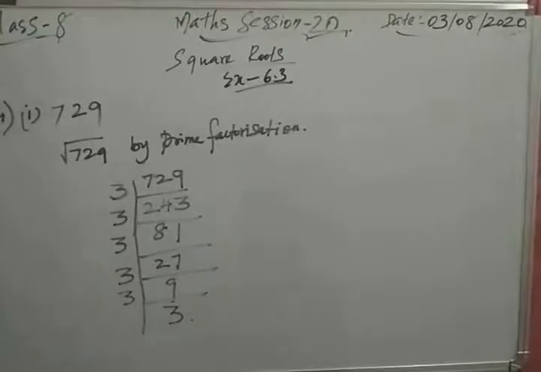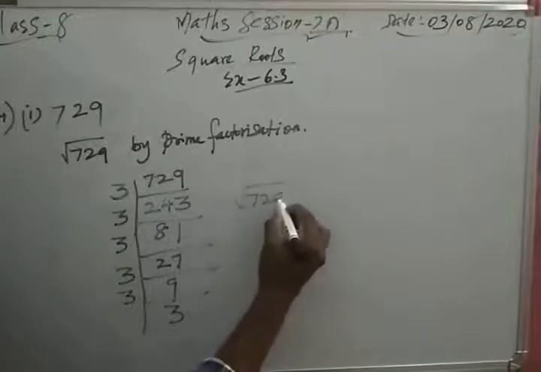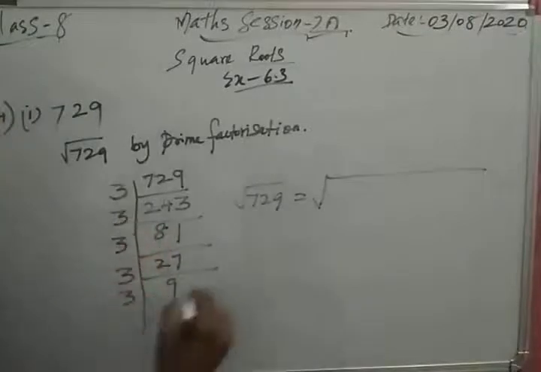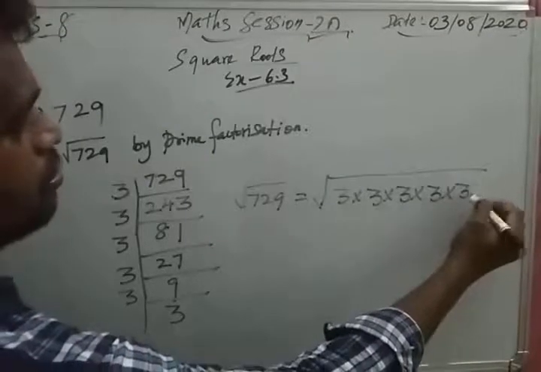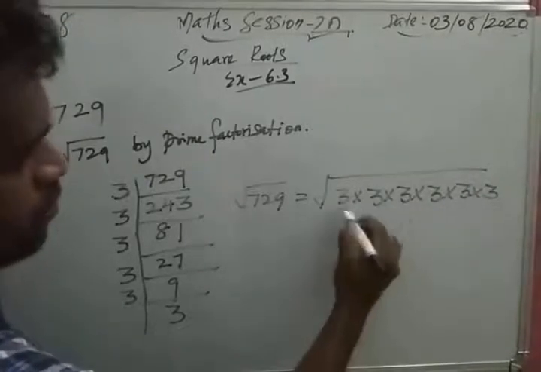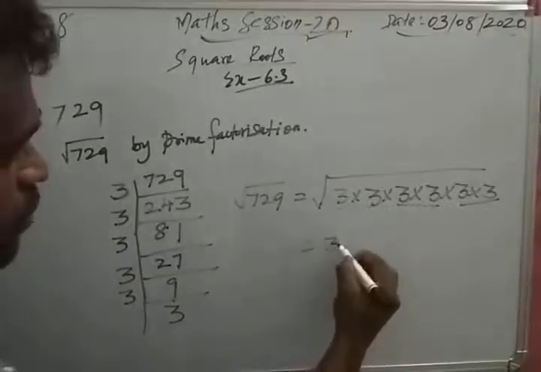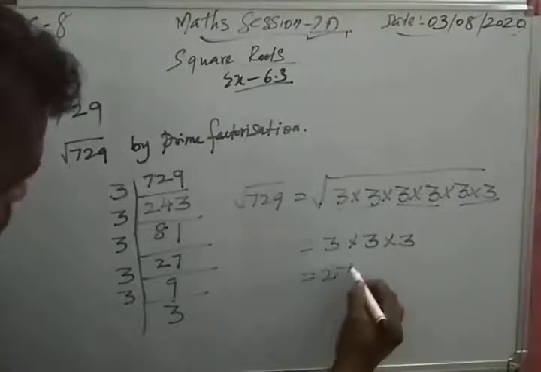Again with 3, 3. So finally what will you write? Since we have done this much, finally we have to write how many terms are given. Root of 729 is equal to root of 3 multiplied by 3 multiplied by 3 multiplied by 3 multiplied by 3 multiplied by 3. How many terms? 6 terms. So from each 2 terms we take 1 term out of the root. So we take 3 multiplied by 3 multiplied by 3, which is equal to 27.